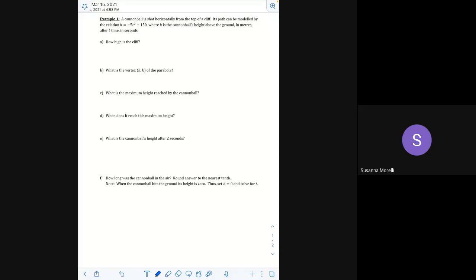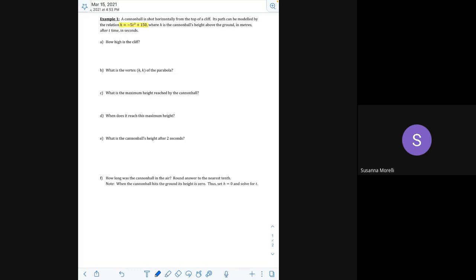Okay, so let's continue looking at real-life examples of parabolas. Here, this example, we have a cannonball shot horizontally from the top of a cliff. Its path can be modeled by the relation, and they give you the equation right there. So I'll just highlight the equation that they give us. Okay, h is equal to -5t squared plus 150, where h is a cannonball's height above the ground, and the units are meters, and t is time, and the units there are seconds.